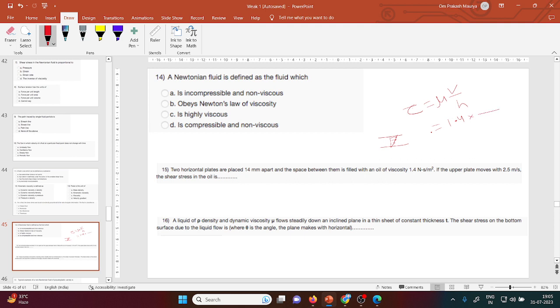1.4 into V, which is given as 2.5 meters per second because the upper plate is moving at 2.5 meters per second, and h is given as 14 mm. For 14 mm you need to put all values in the same units, meters, so 0.014. If you solve, the answer is 250. Yes, now I think everyone got it.